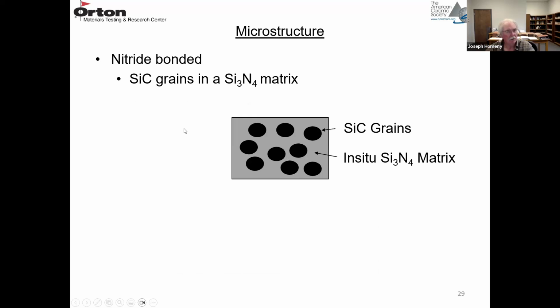The nitride bonded material, you're basically ending up with silicon carbide grains in the silicon nitride matrix. So a schematic diagram, the black circles are the silicon carbide grains, and then your in situ silicon nitride, the gray area is the matrix. So the matrix starts out as silicon metal, you nitride it to silicon nitride.